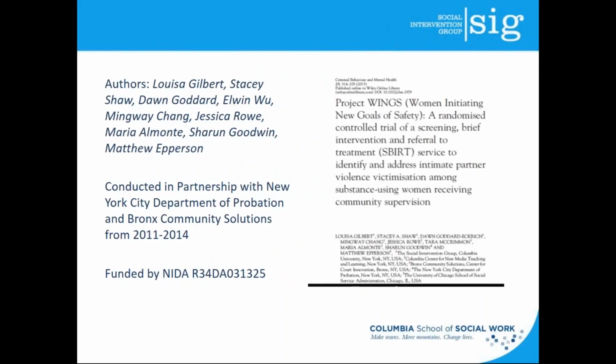And so that's what we really decided to focus on, going back to our whole question of how can we reach women who are using drugs and at risk of intimate partner violence. We decided to focus on community corrections as a setting, one, because it serves a lot of women who use drugs, and it also serves a lot of women who are at risk of intimate partner violence.